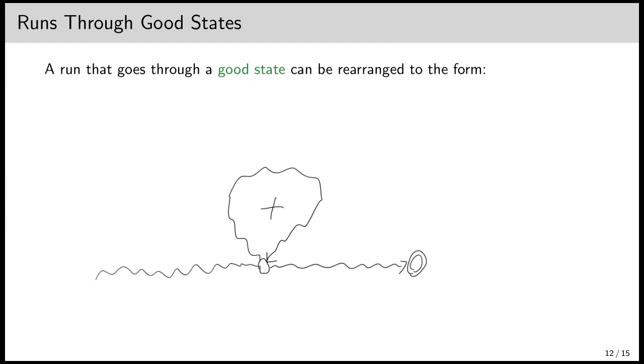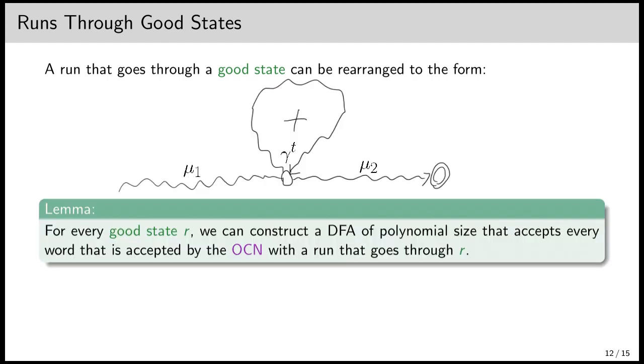Now, consider a long run that goes through a good state. By some careful rearranging, we can convert the run to a run of the same length, and hence on the same word since the alphabet is unary, that has the following form. It starts with some relatively short prefix mu1, then a good cycle gamma, taken t times, and then a short suffix mu2. The idea here is that if there are enough cycles of various lengths, we can replace them with repetitions of a good cycle on R. Using this, we can prove the following.